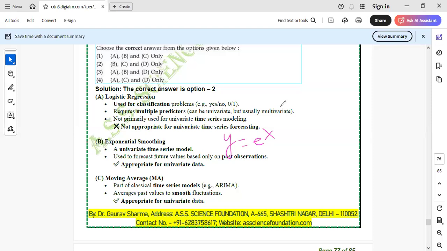So here also we can see exponential smoothing, a univariate time series model. This is something perfectly suited for univariate data, used to forecast future values based on past observations, like we do in the Weather Research and Forecasting model, which is WRF. So this is the most appropriate choice as per the answer.